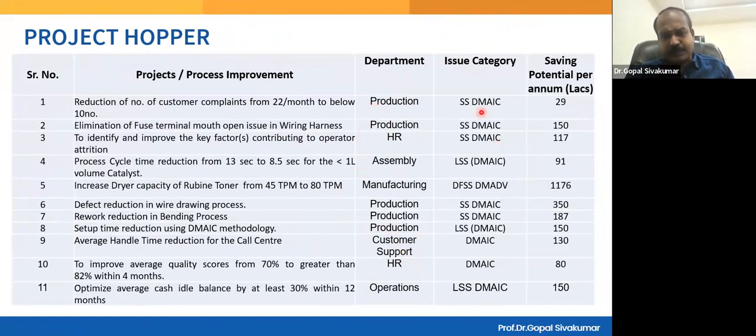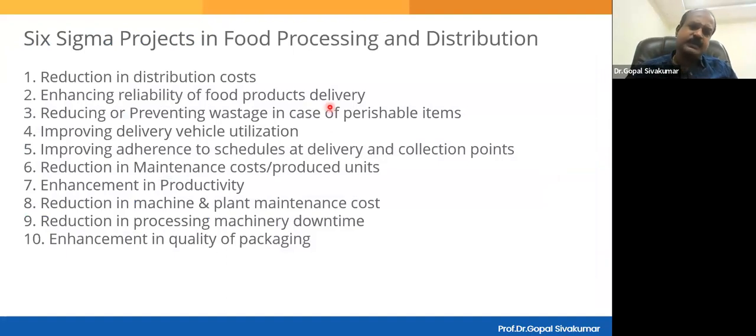Some of them are DMAIC projects, some of them are DFSS projects. You know what is DFSS? You improve something, that is DMAIC. You introduce something new, that is DFSS. You design a new machine, that's DFSS. Similarly, the saving potential is highlighted. Likewise, projects can be listed in any industry.